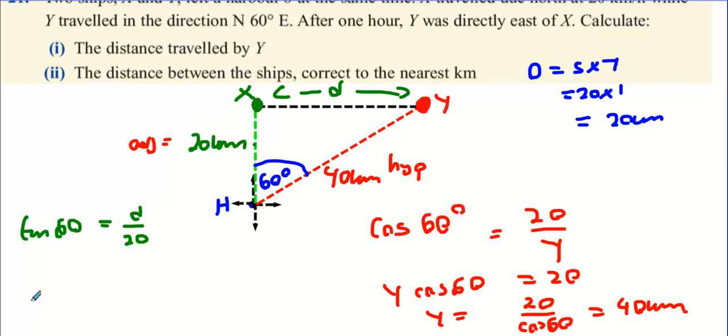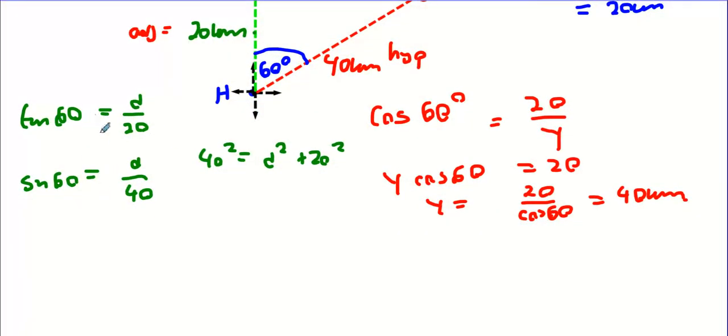Somebody else could have used sine 60 equals d over 40. Somebody else could have used 40 squared equals d squared plus 20 squared. These are three ways of doing the same question. I'm going to do it the tan way, so I'm going to bring the 20 up. So I'm going to get d equals 20 tan 60.